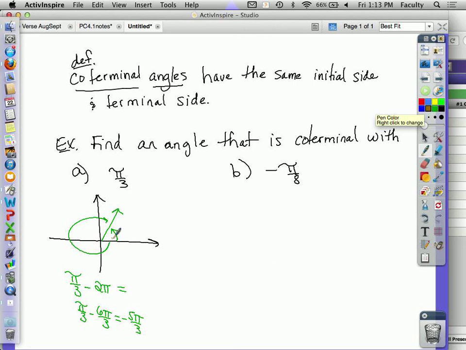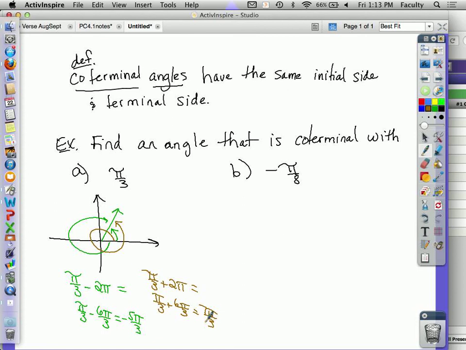Now the other thing you could do is you could go all the way around plus the pi over 3, right? So it could be pi over 3 plus 2 pi. Now don't reinvent the wheel here. You already did your common denominator, so don't try to figure it again. So that's 7 pi over 3.